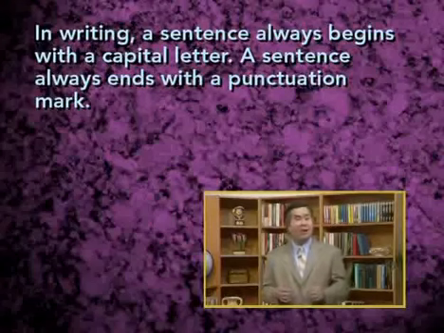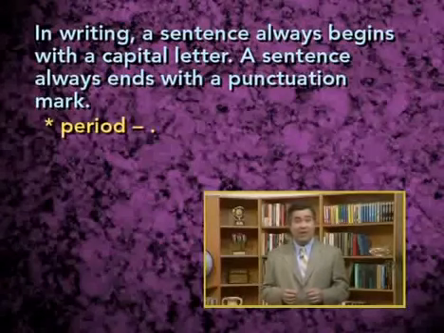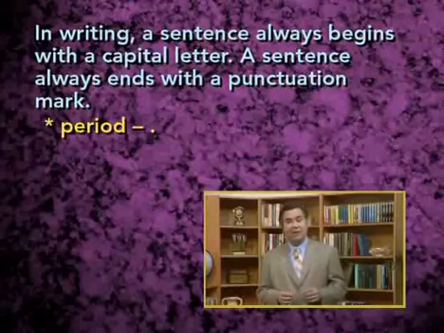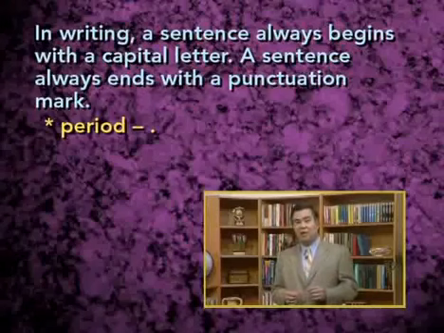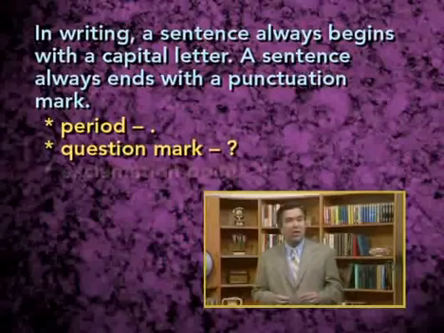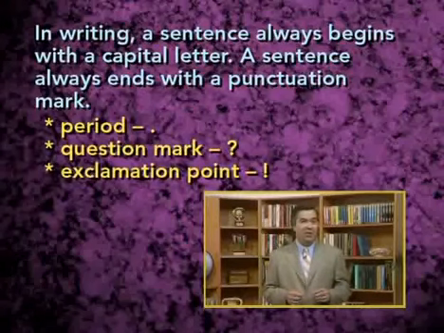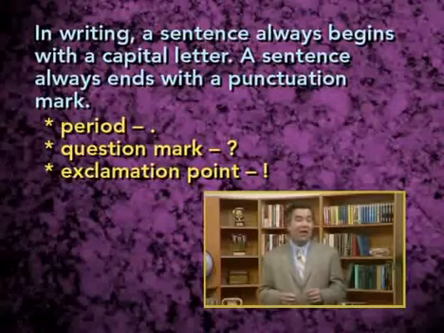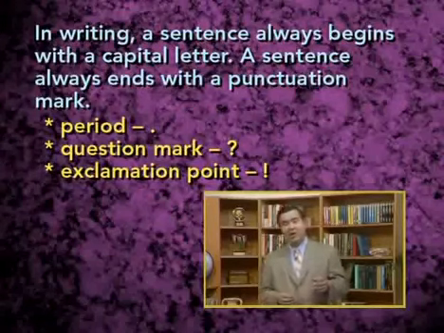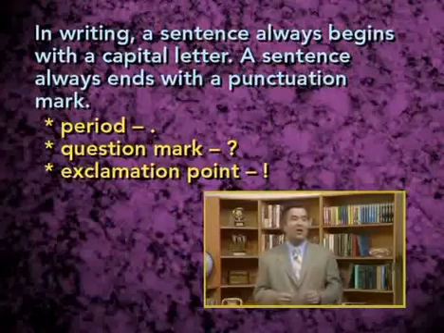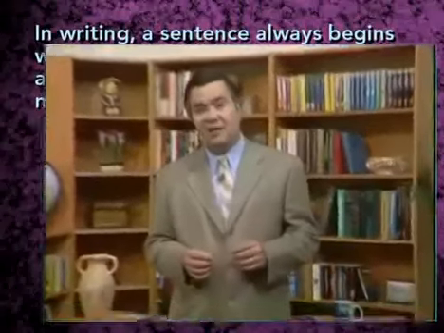The most common punctuation mark to use to end a sentence is a period. The alternative choices are a question mark or an exclamation point. In a moment, we'll explain exactly how you would decide whether to use a period, a question mark, or an exclamation point to mark the end of a sentence. But in any case, the punctuation mark is necessary at the end of the sentence because it makes it easy for the reader to see when one sentence ends and the next one begins.